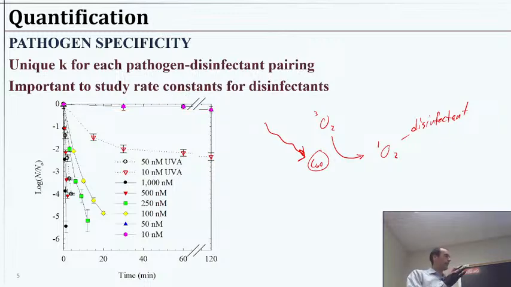And we can see that there's some dependence on that concentration. Something kind of funny happens with this one, where we probably have some other factor affecting the kinetics, but for most of these we see something like a linear line depending on how much of our disinfectant we have. So the more we have, the faster it goes.